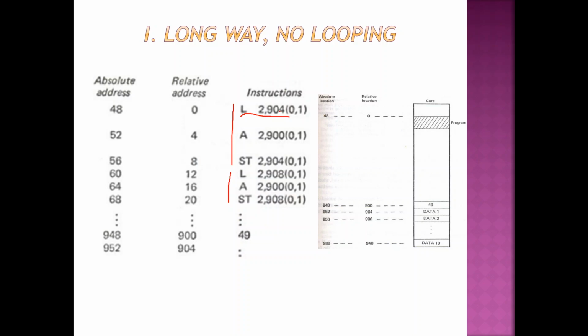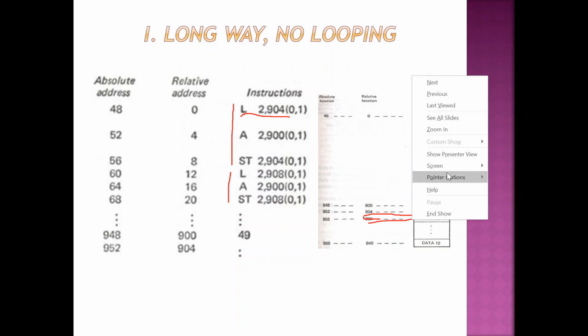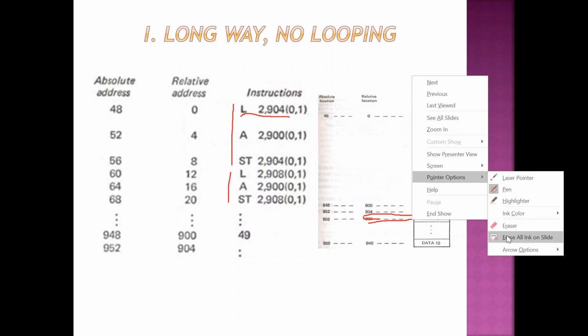So first 3 lines of coding, I'm going to load a number from 904. Load a number from 904. That is where my data 1 is present. Then I have to load a number from where? From 908. That is where my data 2 is present. Yes, so that is where my data 2 is going to be present.